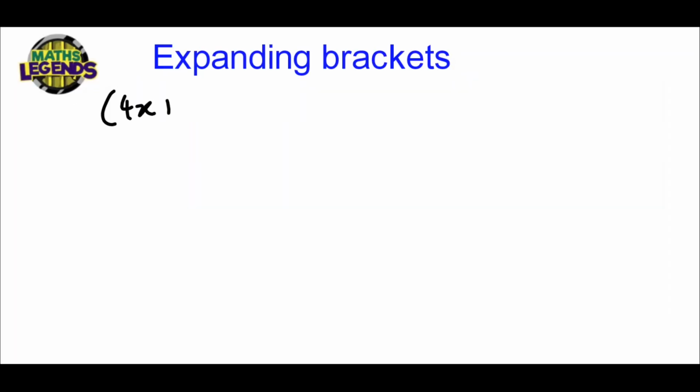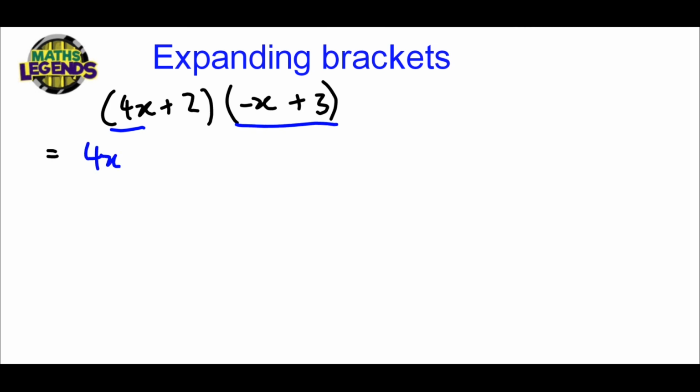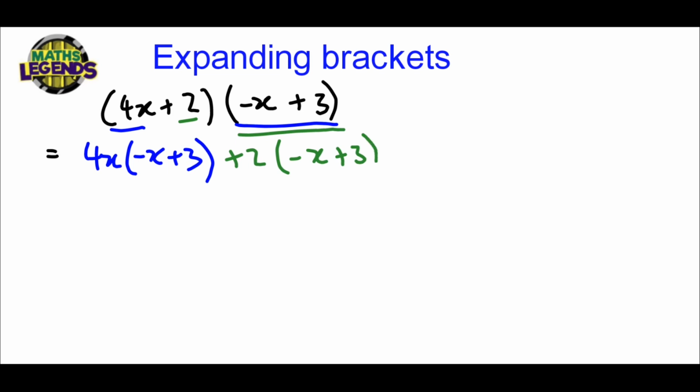4x plus 2 bracket minus x plus 3. So we multiply the first term of the first bracket with the whole of the second bracket, so this becomes 4x bracket minus x plus 3. Then we repeat the same, but this time on the second term with the whole of the second bracket, so this is plus 2 bracket minus x plus 3.